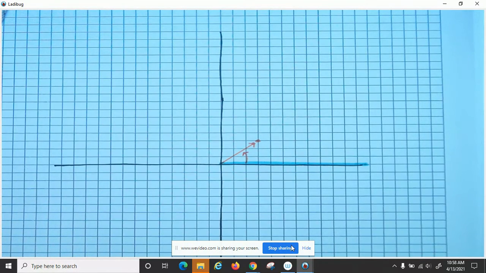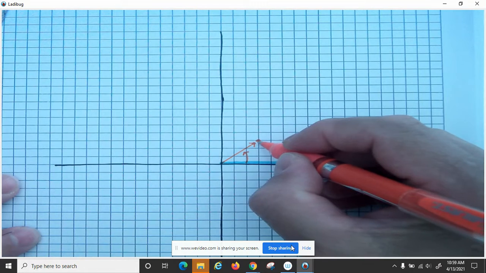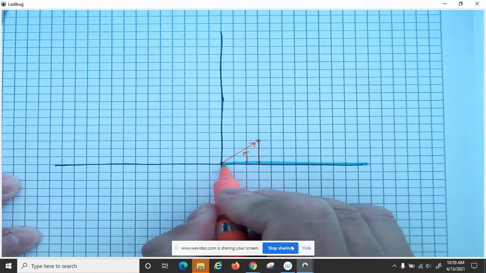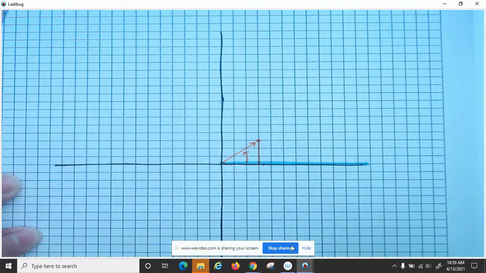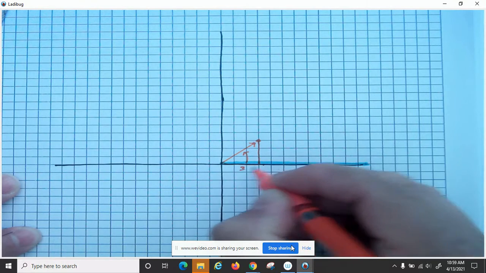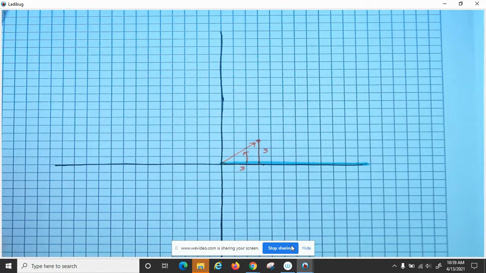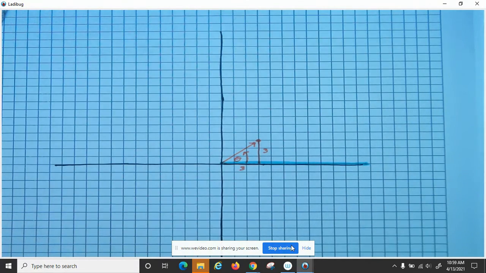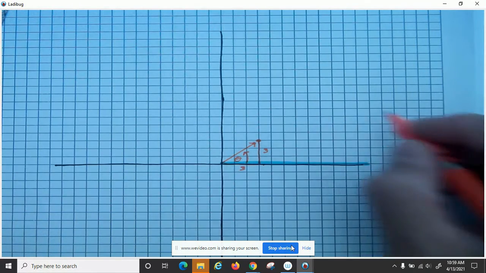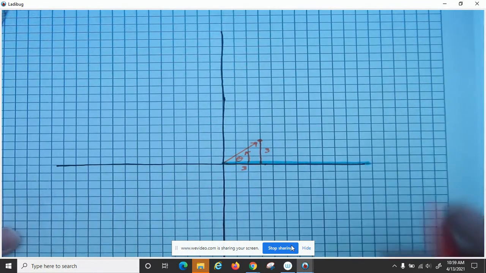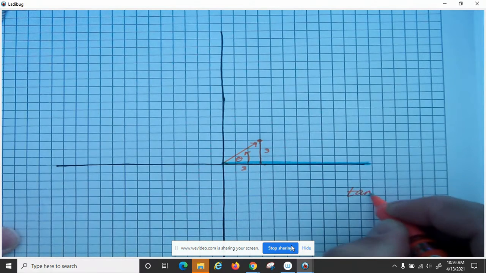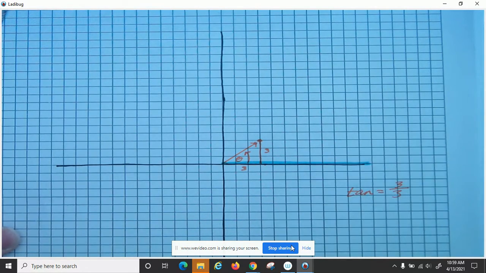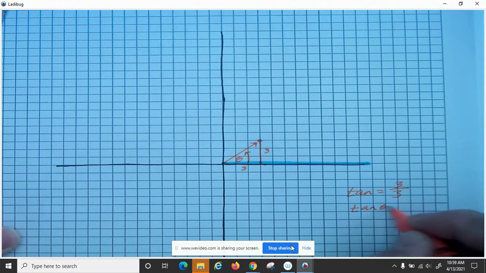Now, if I create a right triangle out of this, I know the length of this side of that right triangle is 3, and the length of that side is also 3. So if I want to find the measure of this angle, then I'm going to use tangent. Tangent is equal to opposite over adjacent, so the tangent of angle theta is equal to 1.